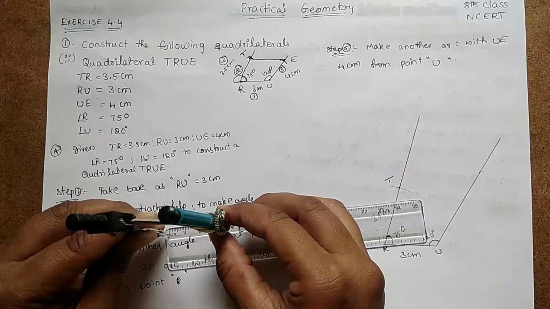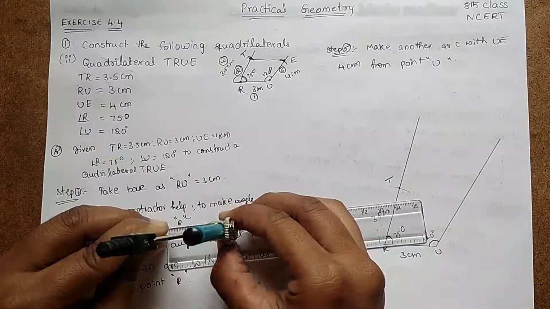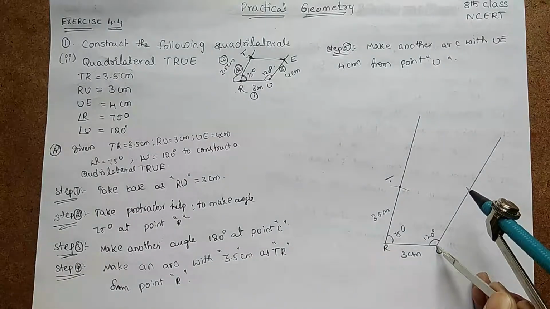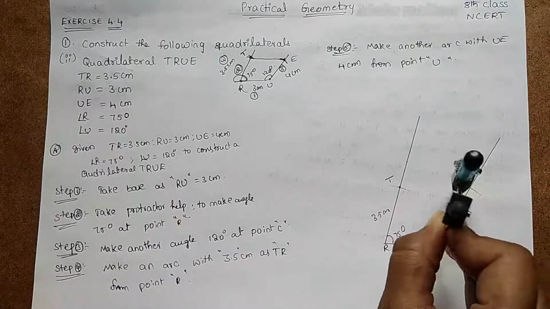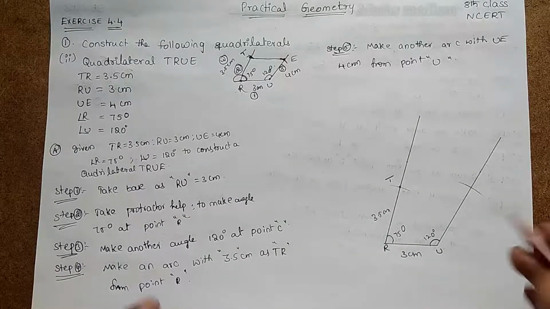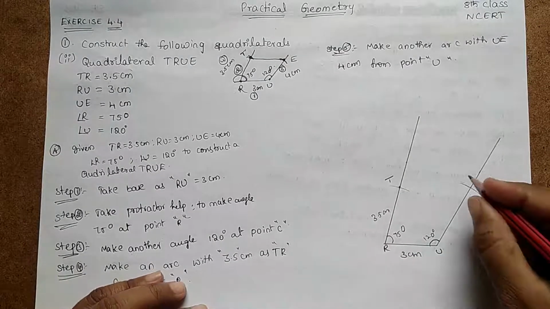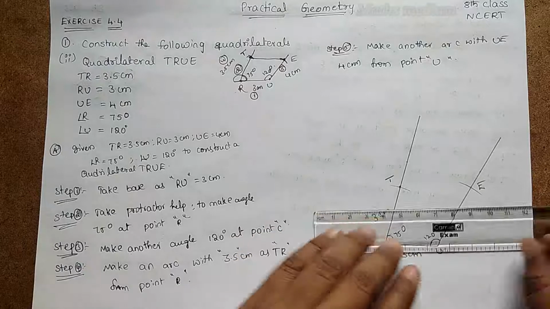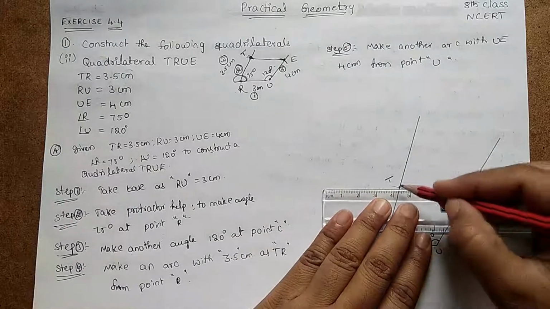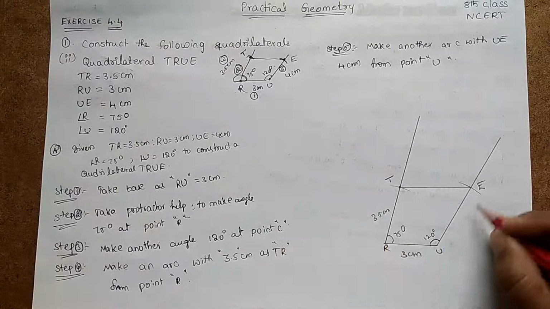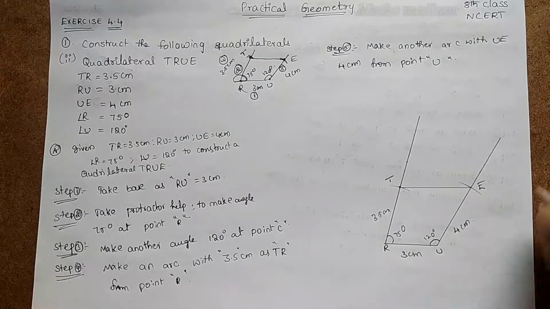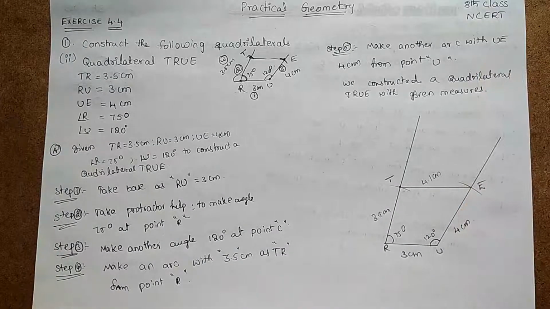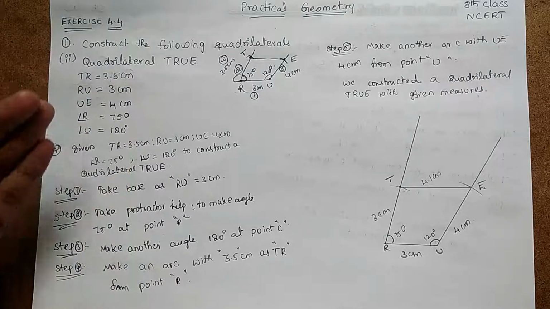So this is 4 centimeters. Now make an arc here and put a point where they meet, and it is point E. Now join these two points, T and E. So this is E, UE with 4 centimeters. Finally we get a quadrilateral here. This is about the construction of a quadrilateral with the given parameters, those are 3 sides and 2 included angles.